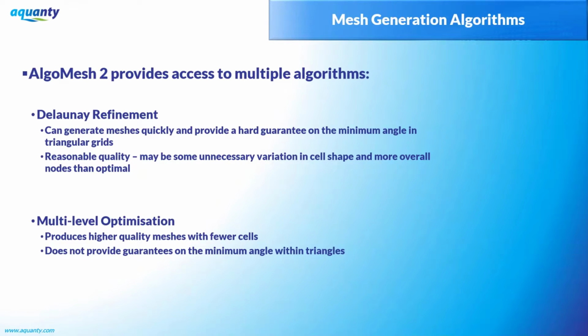The multi-level optimization does take longer to produce a mesh, but the meshes produced are much higher quality with fewer cells overall. So it's important to note that the optimization does not provide guarantees on a minimum angle within triangles, which is why it is good practice to run a Delaunay refinement even after creating an optimized mesh.